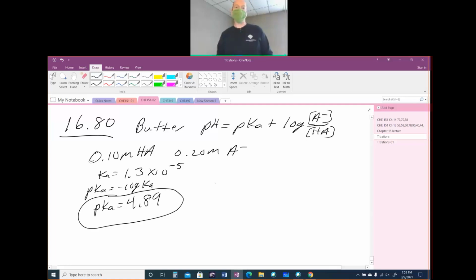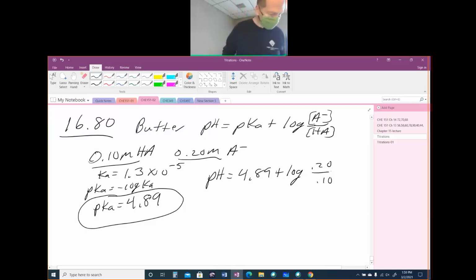So now I just put it into my buffer equation. My pH is equal to the 4.89, the pKa, plus the log of my A minus concentration, which is 0.2, over the concentration of my HA, which is 0.1. And I get my final answer for the pH to be 5.19.